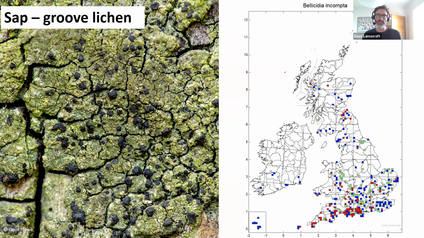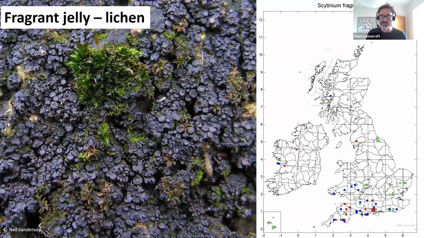So this species, although it used to really love elm and really loves ash, it will also grow on field maple and holly and beech and oak as well. So it's got a broader range, and this really likes sap runs and wound tracks on trees. So you find it below damaged bits of the tree. And the fragrant jelly lichen often grows with the sapgroove lichen in the same niche, but it's a magnitude rarer. Always has been, but again, really hit by the loss of elms.